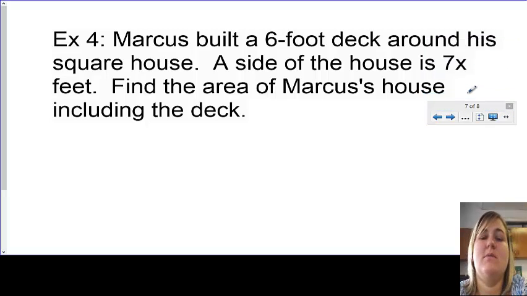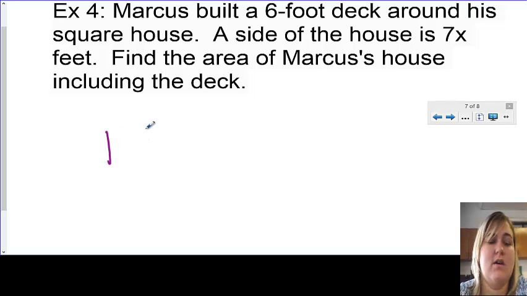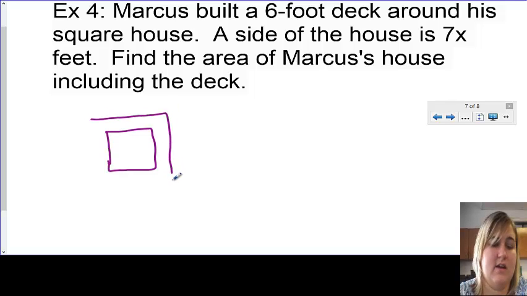This one says, Marcus built a 6-foot deck around his square house. A side of his house is 7x feet. Find the area of Marcus's house including his deck. Every time I have a problem that talks about shapes and lengths, I always draw a picture and label it, because if you don't, you're very likely to make a mistake. So he built a 6-foot deck around his square house. So we know his house is a square, and around his house is a 6-foot deck.